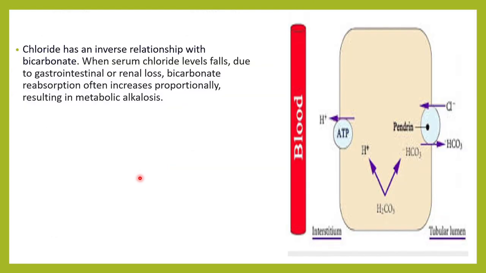Chloride has an inverse relationship with bicarbonate. Whenever bicarbonate, a negatively charged ion, enters the cell, chloride will leave the cell. So whenever the chloride level falls, for example, in vomiting, diarrhea, etc., or renal loss, bicarbonate reabsorption often increases proportionally because they have an inverse relationship, and increased bicarbonate leads to metabolic alkalosis. So that will cause decreased chloride level in the serum.